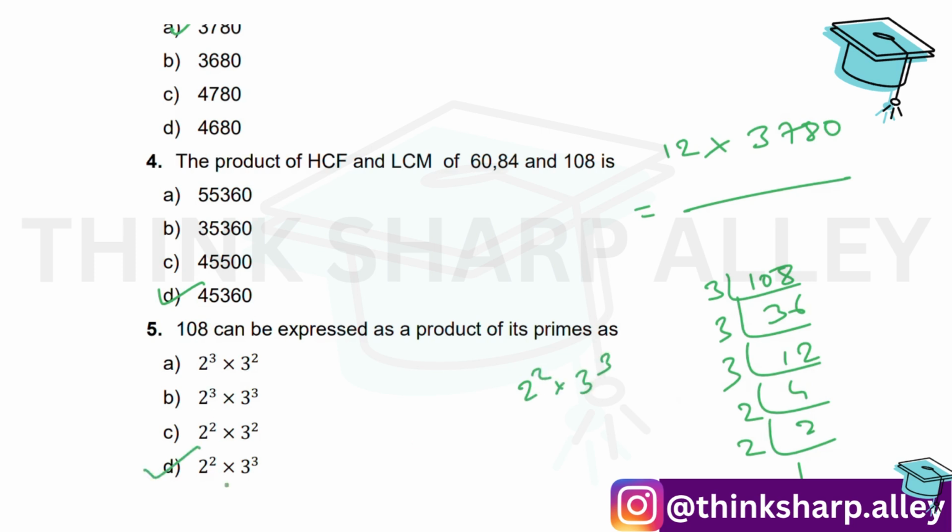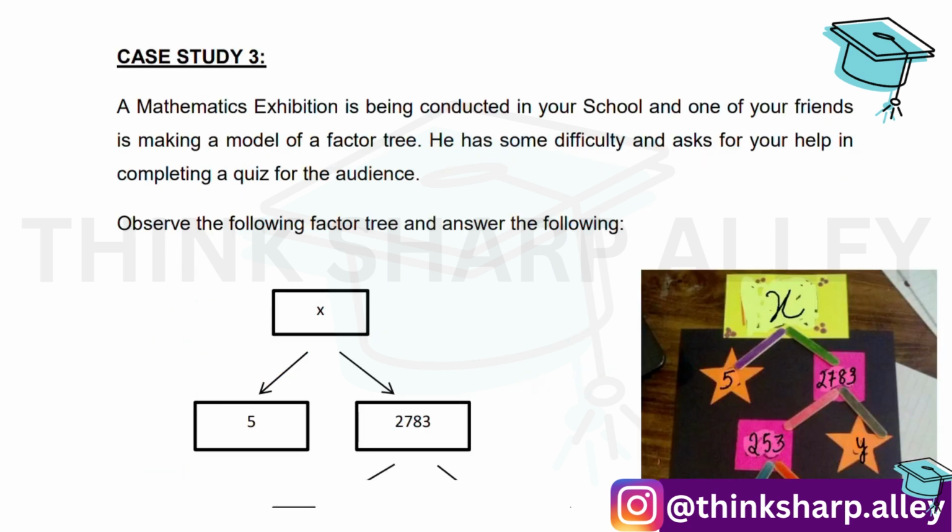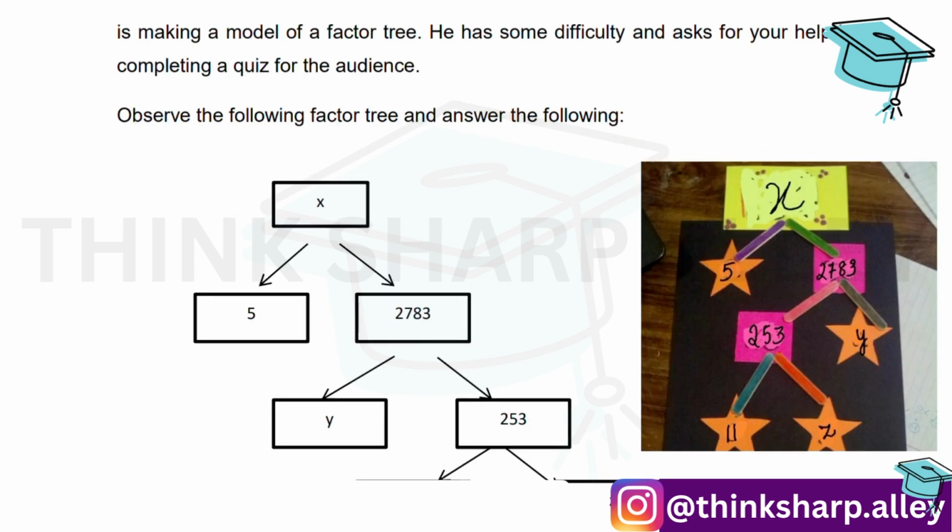So that is option number D. Moving on to the third case study. A mathematics exhibition is being conducted in your school, and one of your friends is making a model of a factor tree. He has some difficulty and asks for your help in completing a quiz for the audience. So the factor tree is already given.